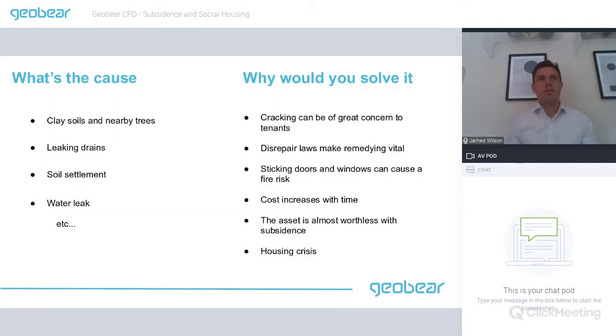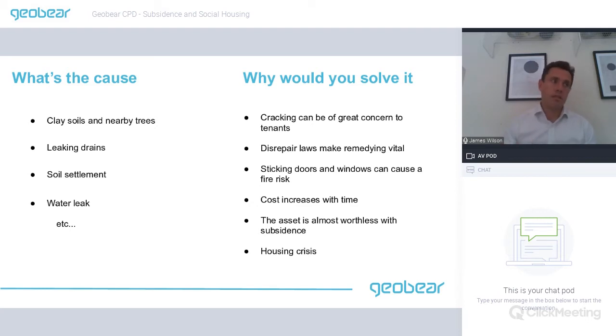So what's the cause of it? So there's lots of causes. The most common one, which sees about 70% of instances of subsidence, is clay soils and nearby trees. So trees taking the moisture out of the soil underneath foundations, causing a shrinkage of the clay, and then the foundations then go down on that shrunken volume.